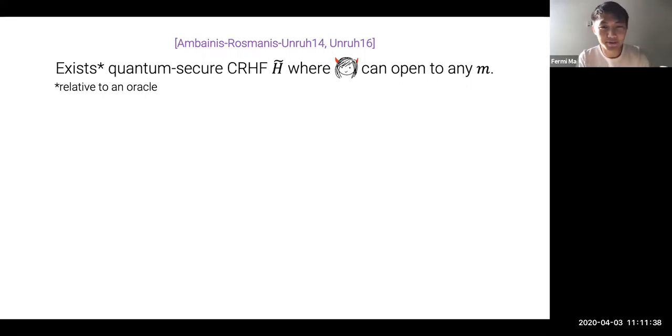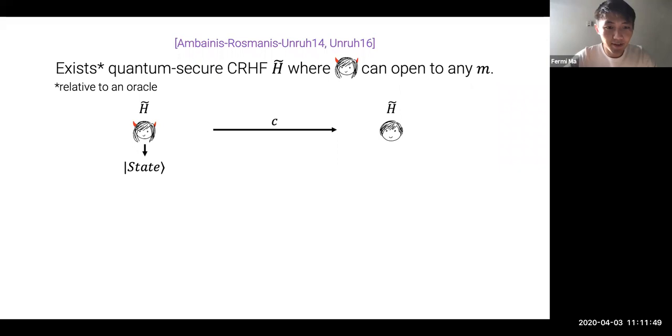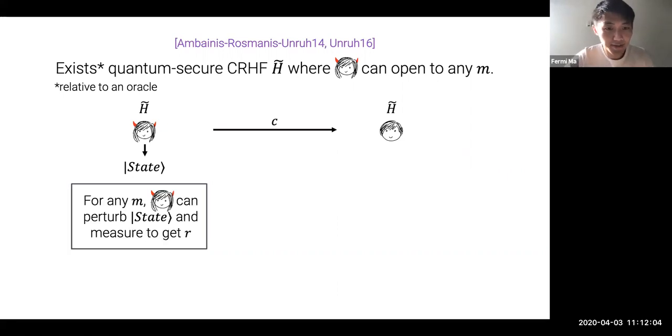I should mention that this is actually relative to a quantum oracle, and we don't actually have a standard model version of this result, of this separation. Okay, so here's what happens. What Alice, this adversarial committer, is going to do is it has some way of sampling some commitment string C. So this is a classical commitment along with a quantum state. And it has this property that after it sends the commitment, it can pick any M it wants, and then it can perturb the state accordingly, according to whatever M it wants. And it's going to measure the resulting state to get some R. And then when it sends along the M that it chose along with that R, the receiver will accept. And indeed, it will find some R such that H tilde of M, R is actually equal to the C that it sent.